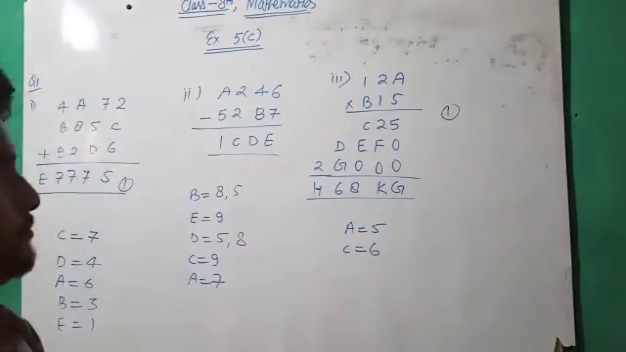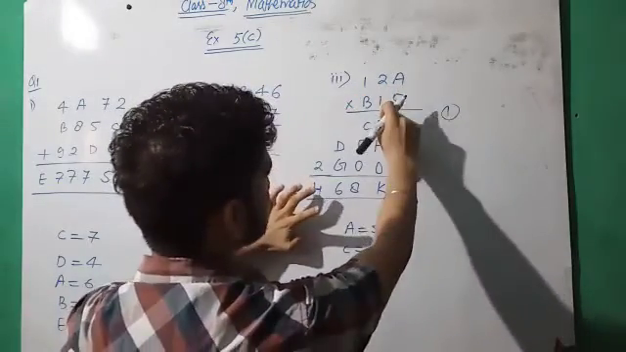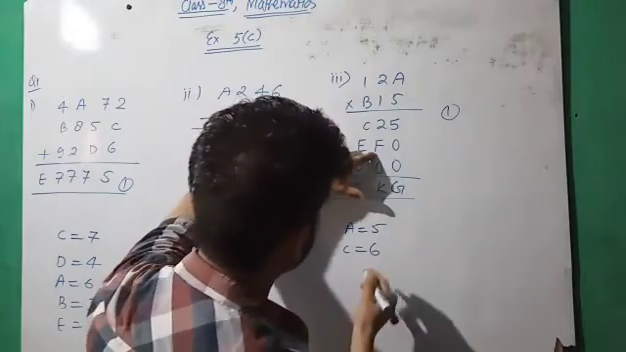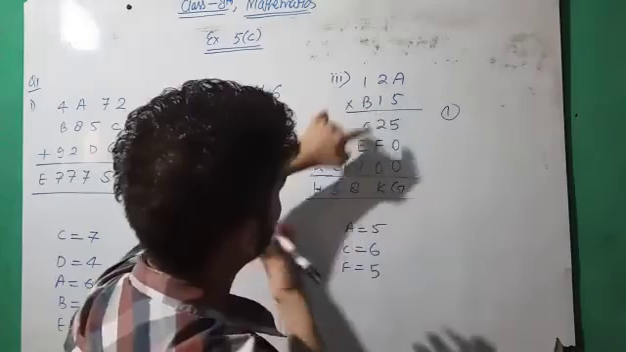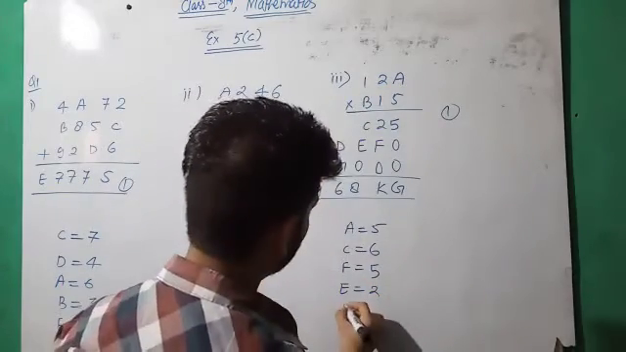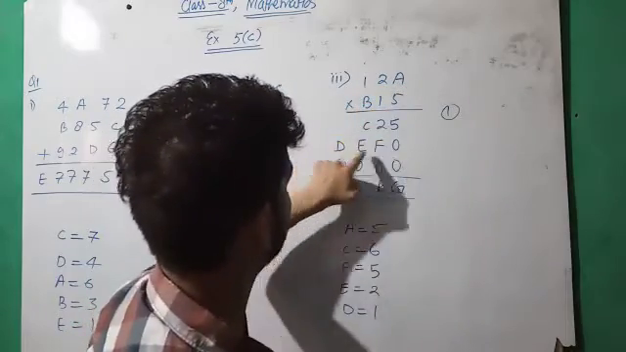Okay. Now 1 multiply with this. So this is 0. 1 into 5, so f equal to 5. 1 into 2, so e equal to 2. 1 into 1, d equal to 1. Okay, 125. So this is 1 2 5.